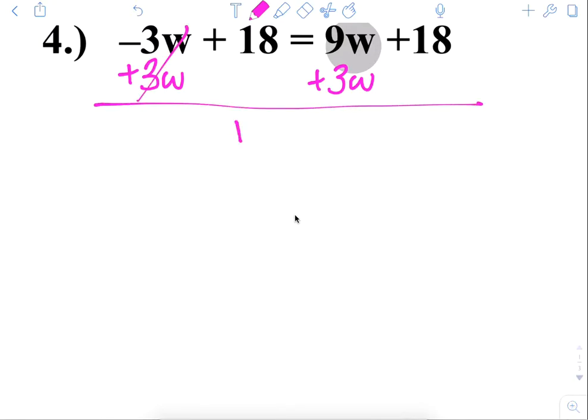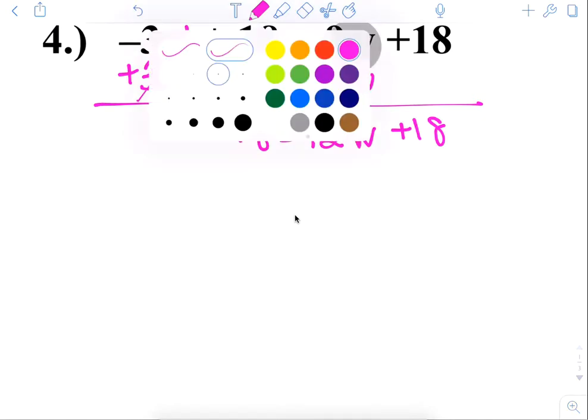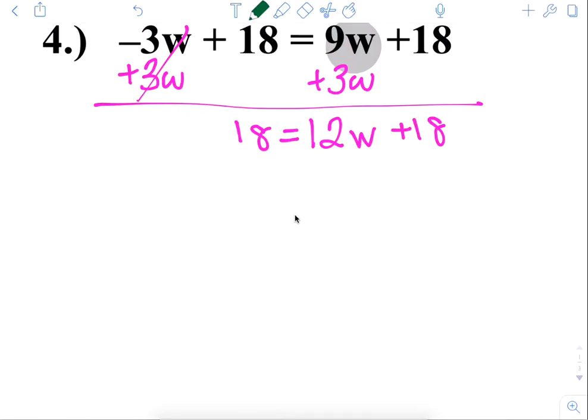That means I'm left with 18 equals 12 w's plus 18. Now you'll notice we're going to see that same thing again, because when I go to solve and I say who's on the side with the w, that's the loner, that's my 18. How do I get rid of a plus 18? I subtract it. And remember, what I do to one side, I have to do to the other. Okay, so that means we're subtracting 18 over here also.